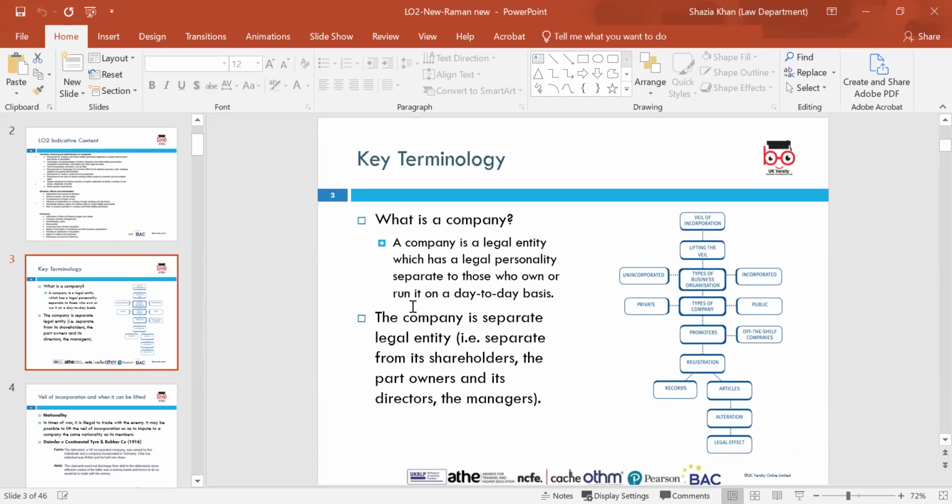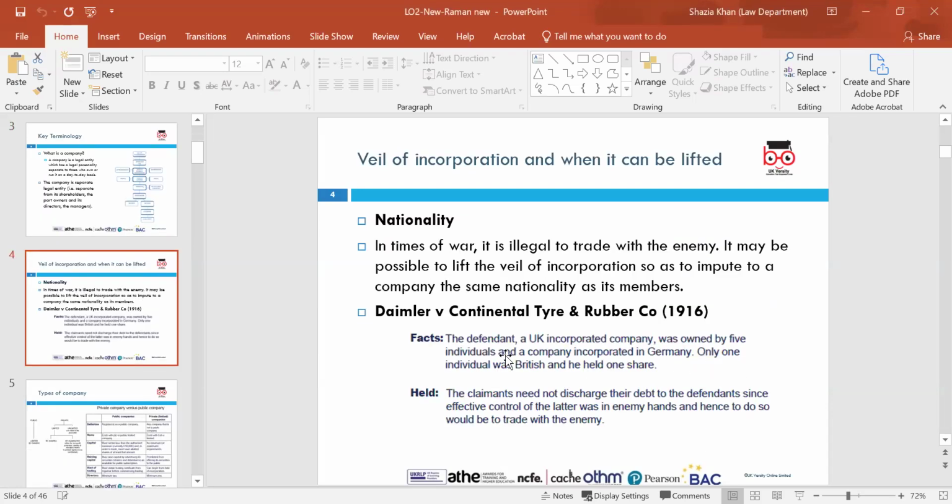So firstly, we looked at what a company was. A company is a legal entity, and it is separate from its shareholders, its part owners and the directors in the company. Now we're looking at the veil of incorporation, and we looked at the Daimler case. We're going to move on to look at another case, which is the case of Solomon and Solomon 1897, in regards to the veil of incorporation.